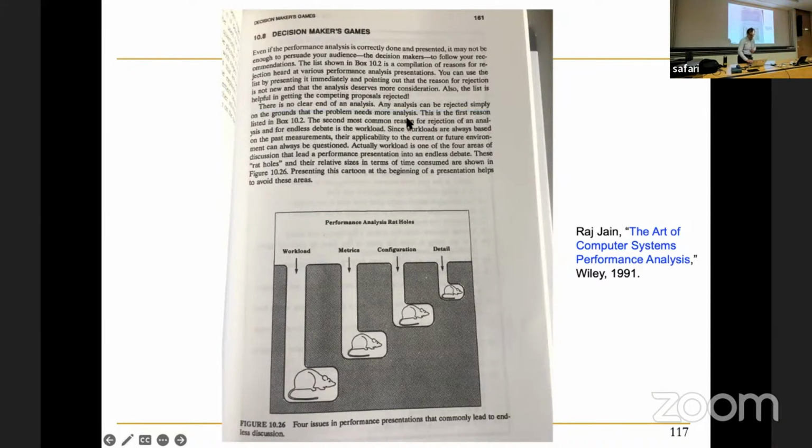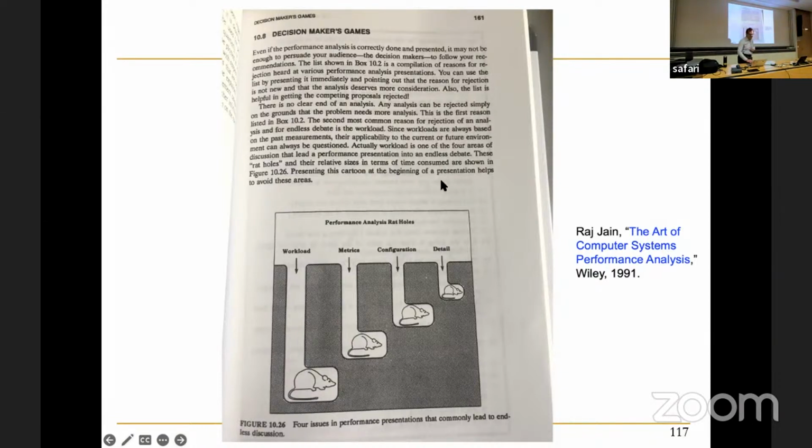There's no end. And this is the first reason listed in the box. And the second most common reason for rejection of an analysis and for endless debate is the workload. Since workloads are always based on the past measurements, their applicability to the current or future environment can always be questioned. It's good to know that also, right? Actually, workload is one of the 4 areas of discussion that lead a performance presentation into an endless debate. These rat holes and their relative size in terms of time consumed are shown in the figure over here. So clearly workload is the biggest rat hole, as you can see.